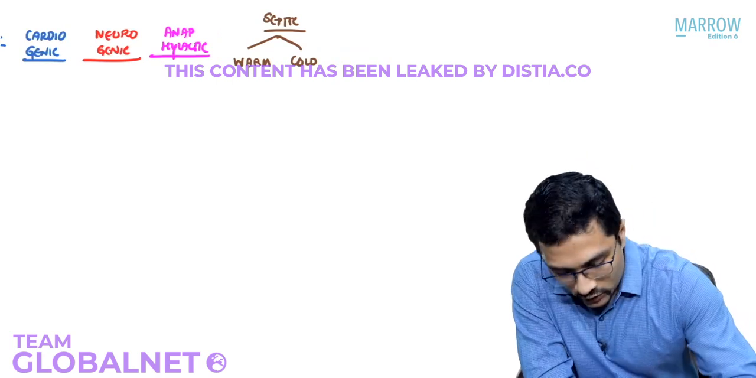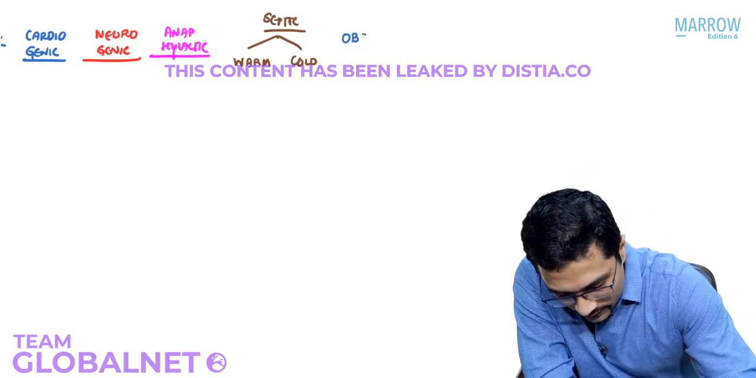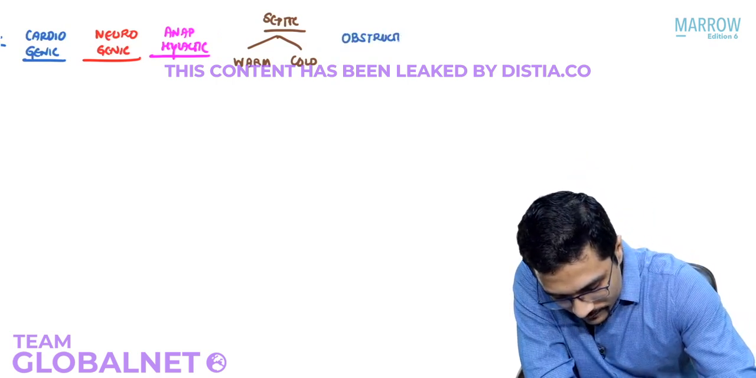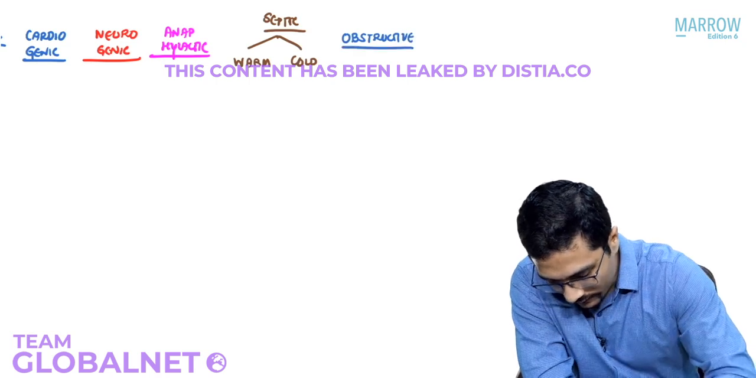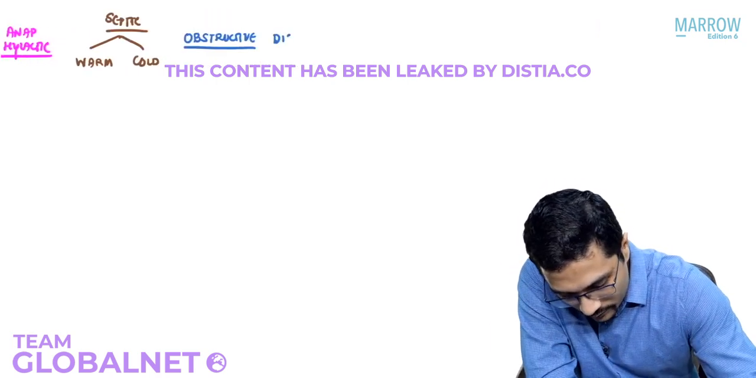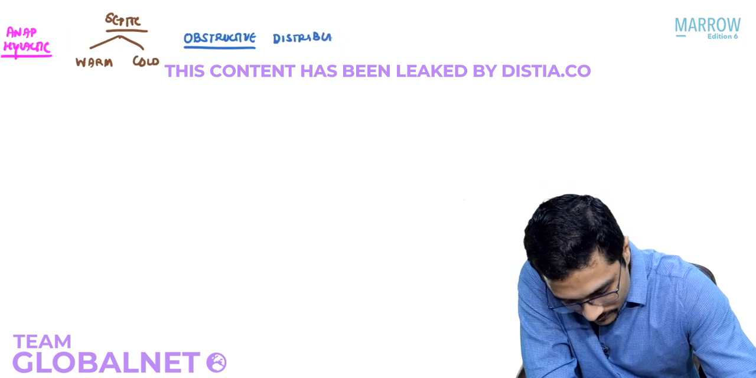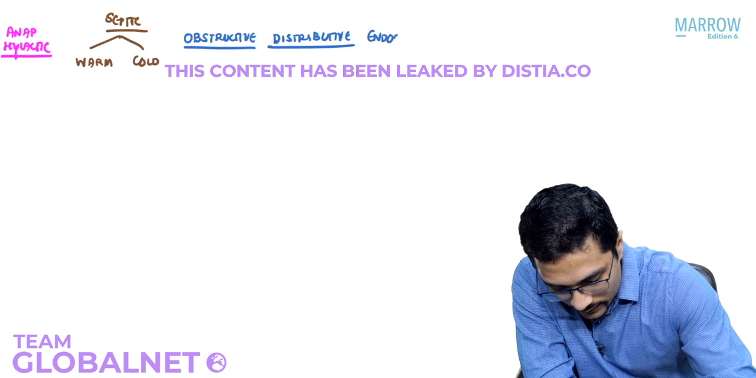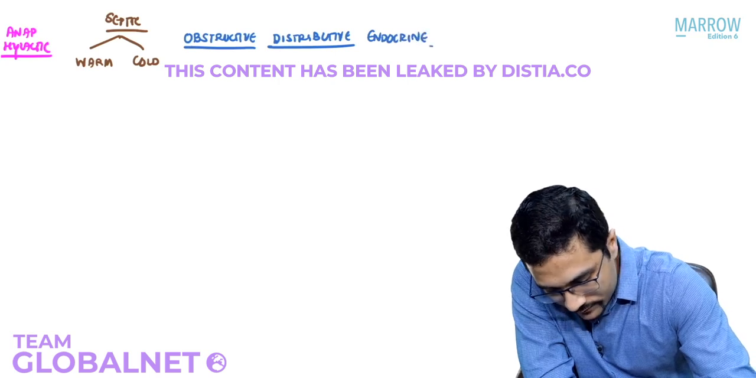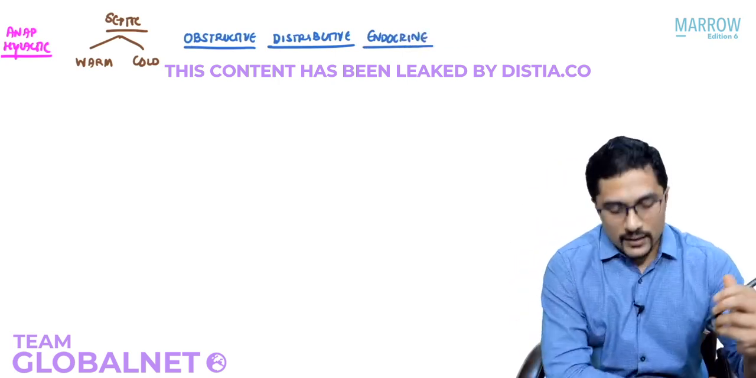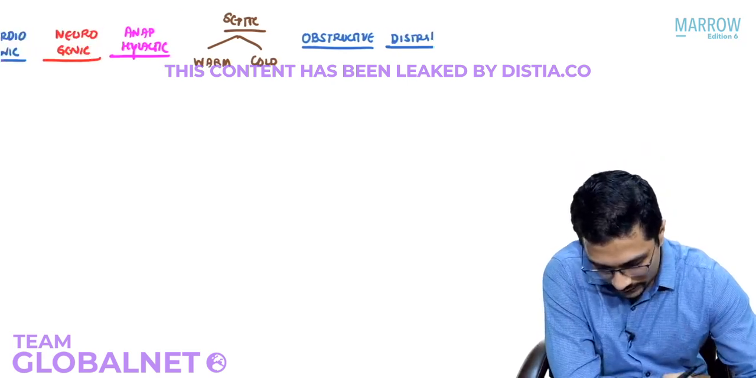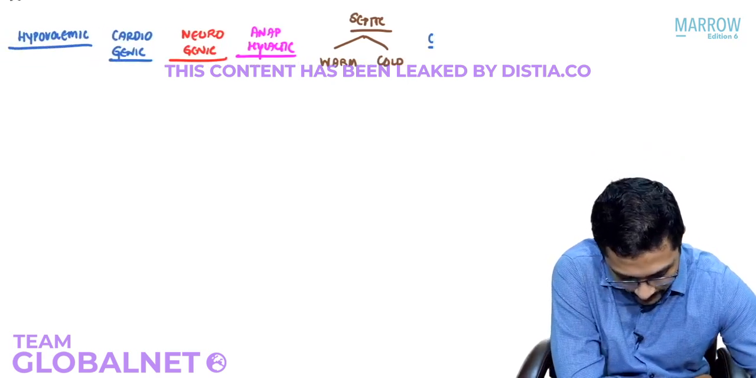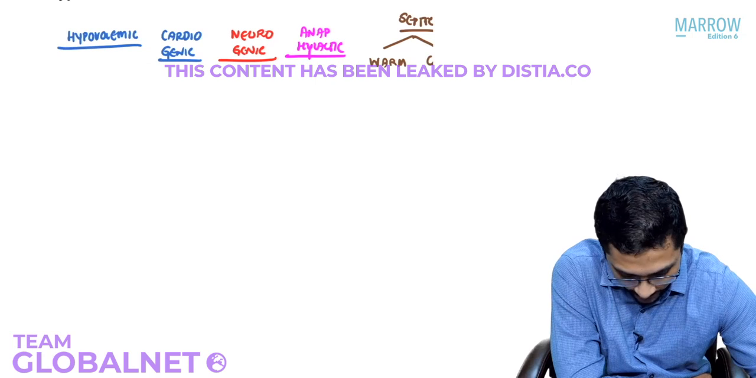Two more terms which you need to know. You can have obstructive shock, which I'll cover in some time. You can have distributive shock. After making this table, I'll cover these two terms. And the third one is endocrine shock. So these are three more types of shocks. I'll tell you about them once I've made this table regarding these 5 types.